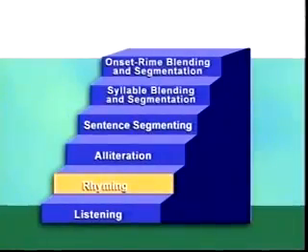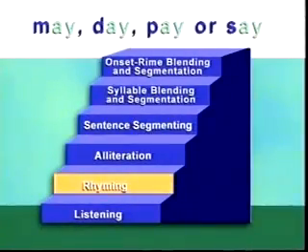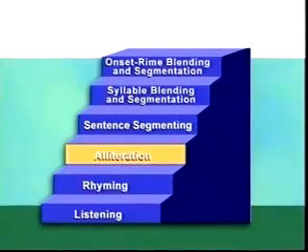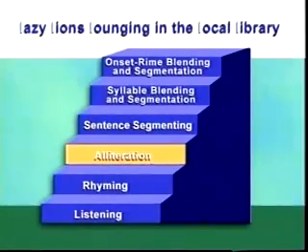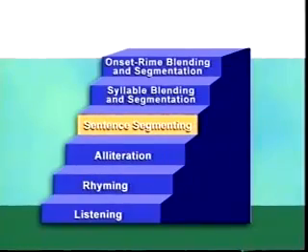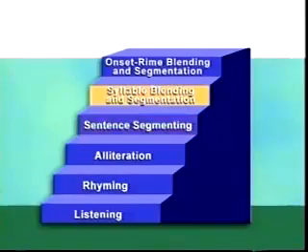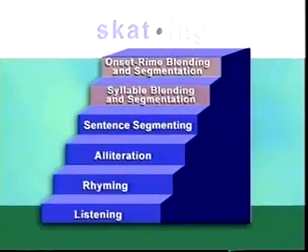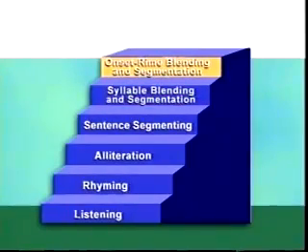Rhyming involves matching the ending sounds of words, such as may, day, pay, or say. For pre-K children, alliteration is recognizing or saying words with common initial sounds, like lazy lions lounging in the local library. Sentence segmenting involves breaking sentences into words. I like milk. Syllable segmenting is the breaking down of words into syllables, such as skate-ing. Onset rhyme blending and segmenting is combining or separating the initial consonant or consonant cluster in a word, the onset, from the sounds that come after it, the rhyme.